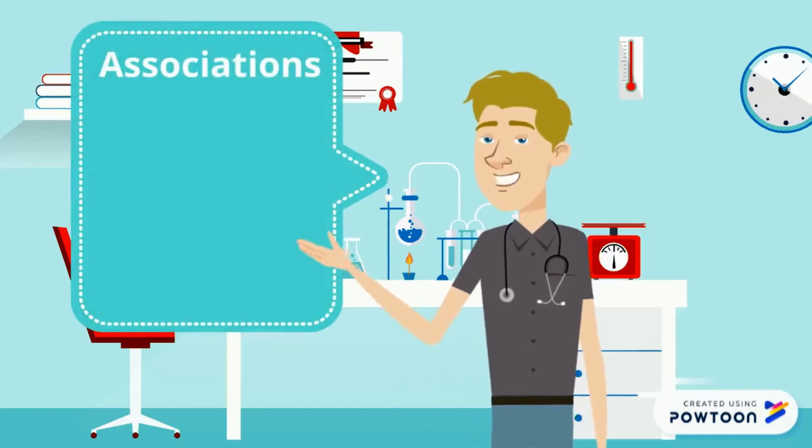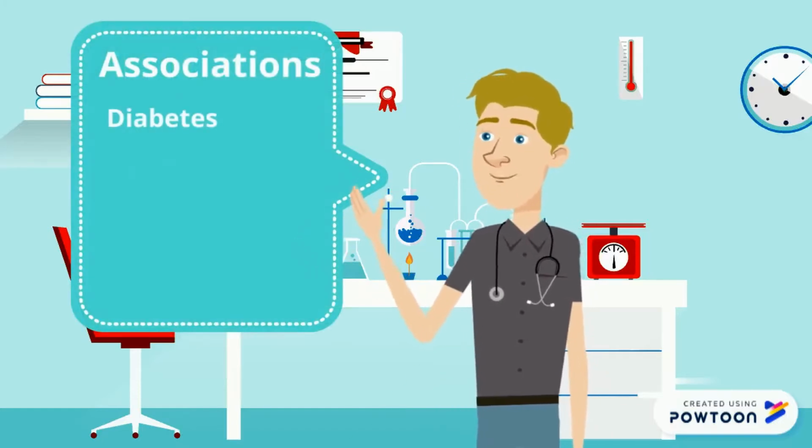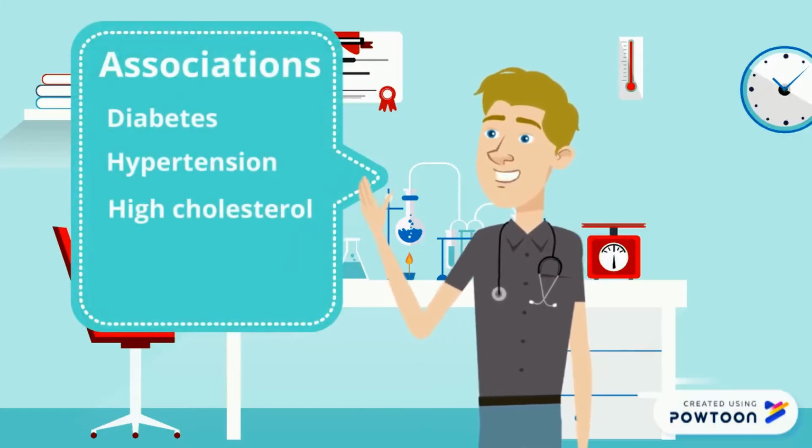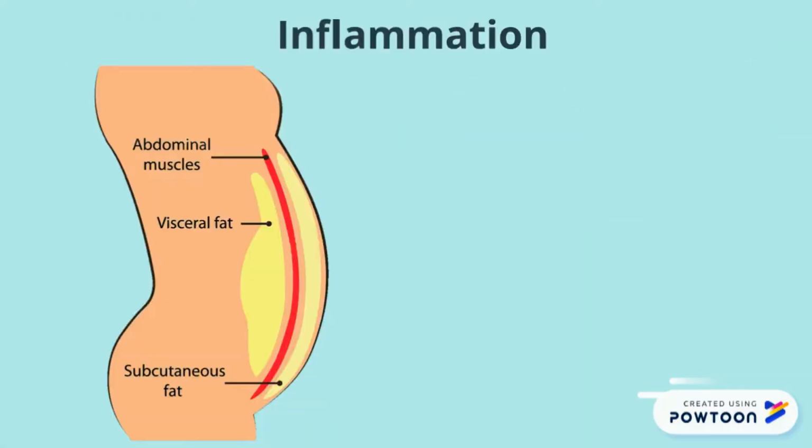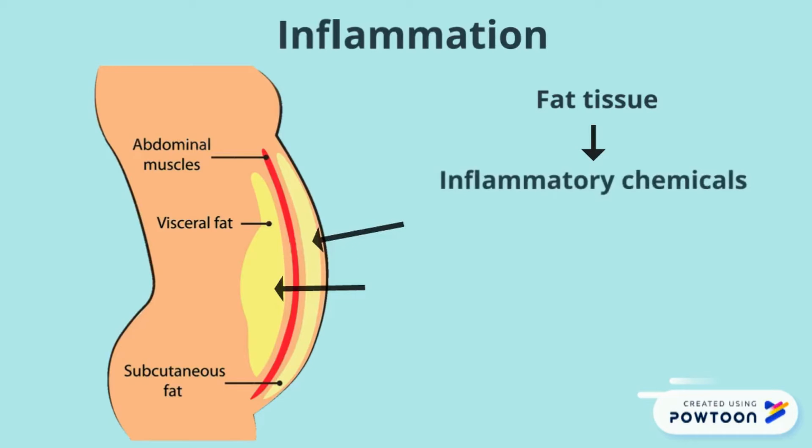Obesity is associated with many conditions such as diabetes, hypertension, and high cholesterol. However, chronic inflammation is one of the most damaging states. Subcutaneous and visceral fat are the main types of fat tissue and are both increased in obesity. Excess visceral fat releases high levels of inflammatory chemicals into the bloodstream. These chemicals can cause damage to blood vessels and increase plaque formation, which can eventually lead to a heart attack.